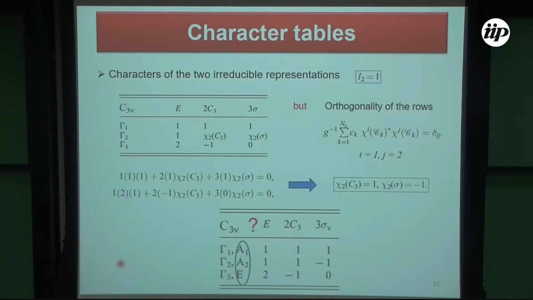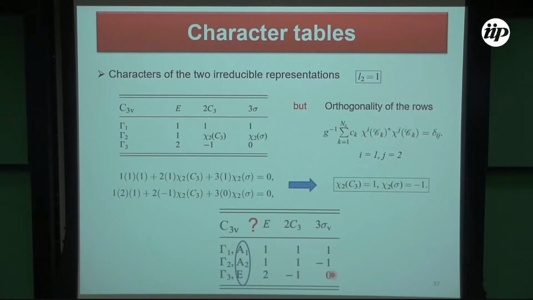And okay, here's the thing. We can work with the orthogonality of the rows, and we can also work with the orthogonality of the columns. Okay, it's the same. When it's more complicated than this, we can do both, okay?